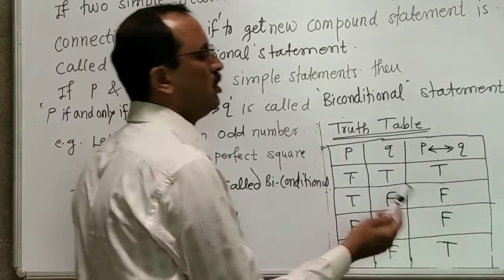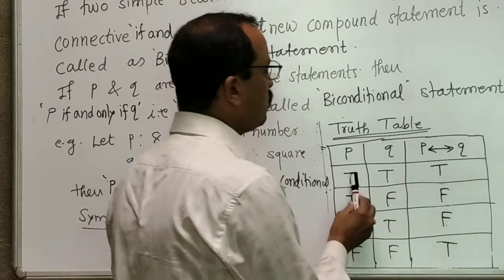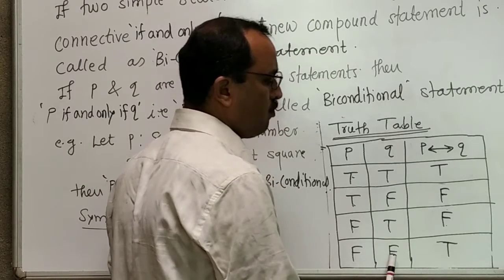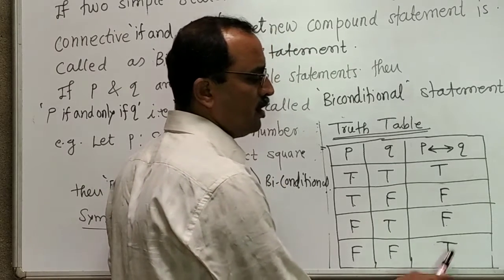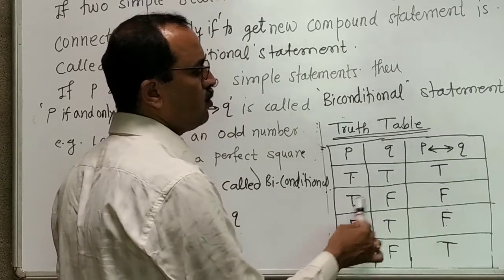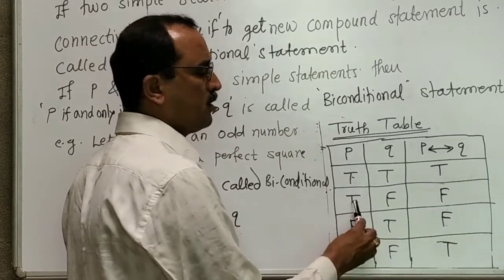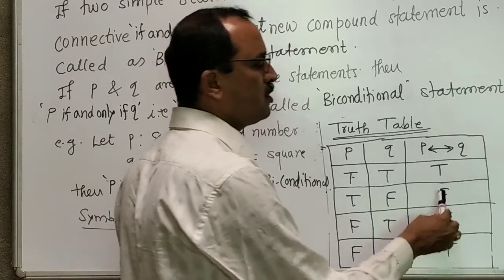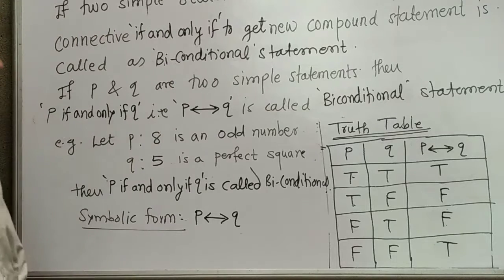In this truth table, the first value TT gives T, and the last value FF, means both the statements are false, the resultant statement is true. And if one of the statements in if and only if is true and the other false, means mix of TF or FT, then the resultant statement is false.